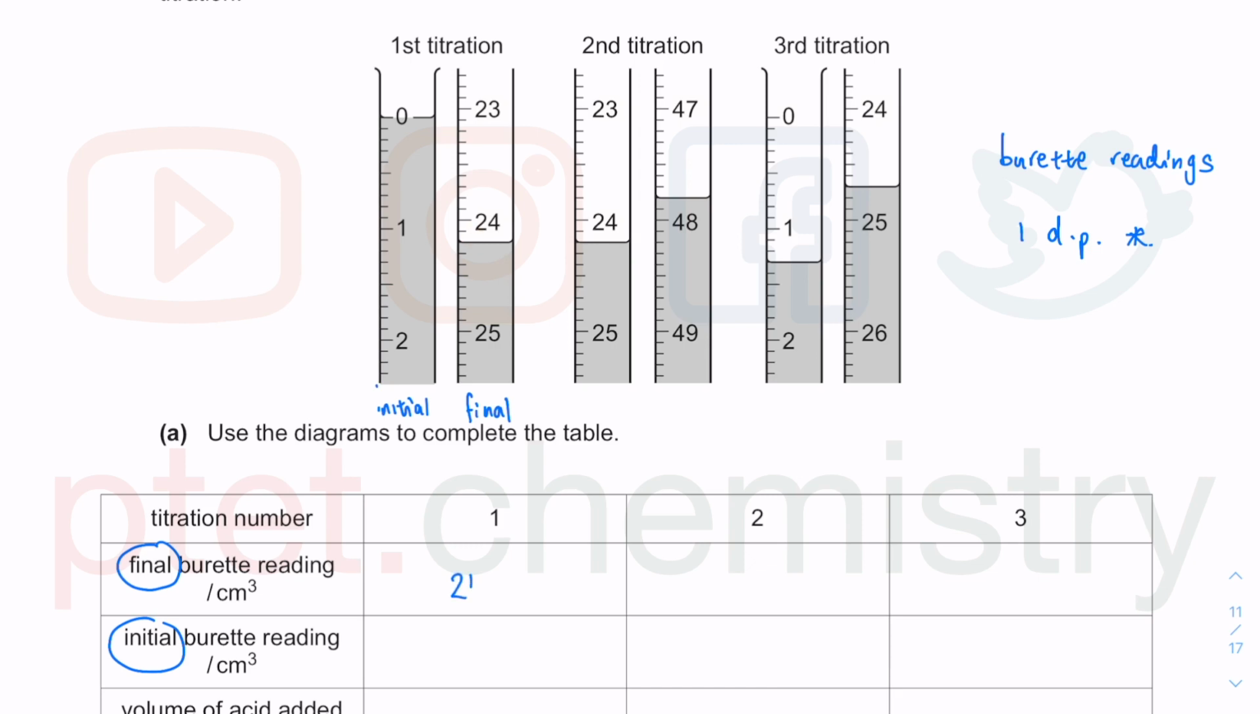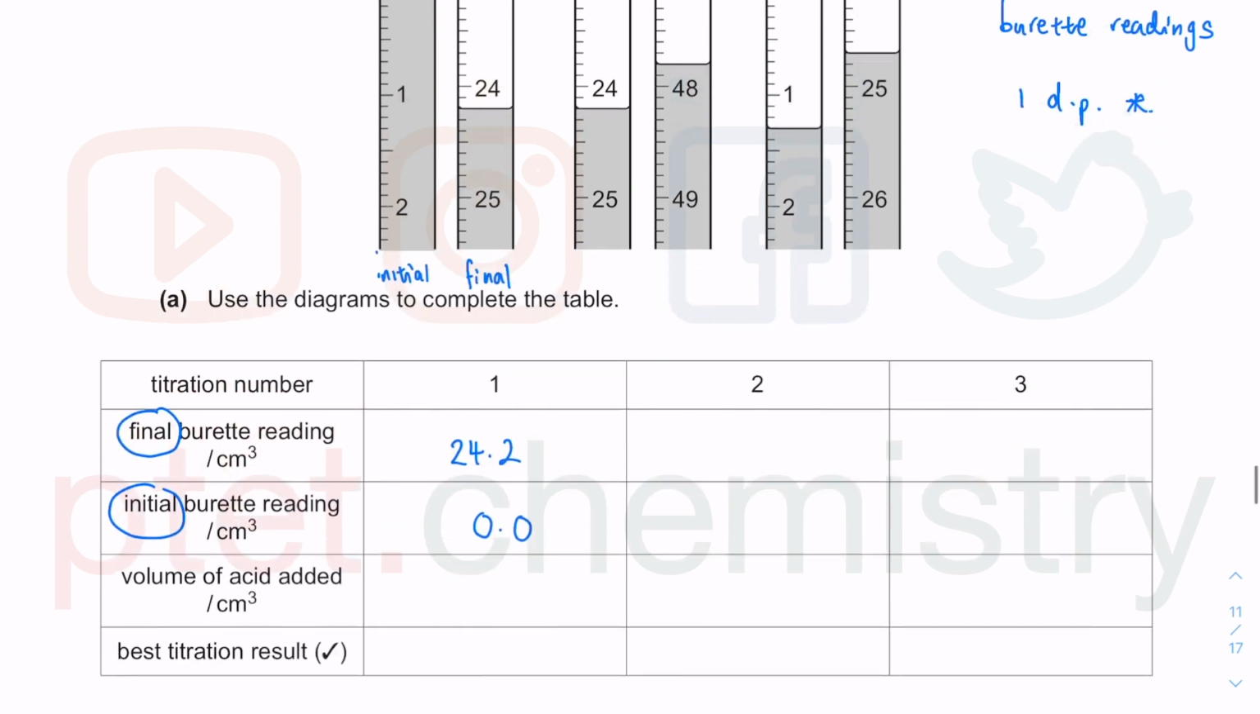I do not have to write down the units because the table headings already included the units. So it is very important that you always have units in your heading or in your labels. Initial burette reading started out from 0.0 as seen here. So do not go and fill up the rest of the table before you actually calculate the volume required.